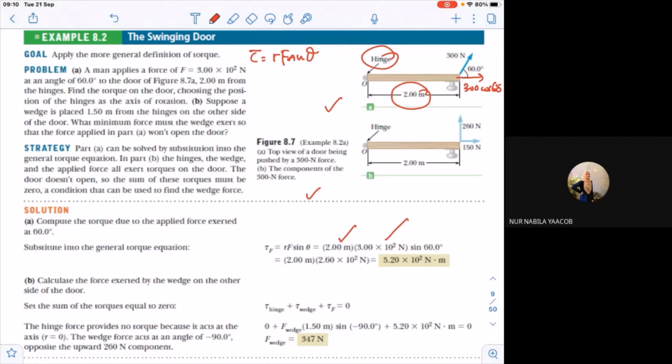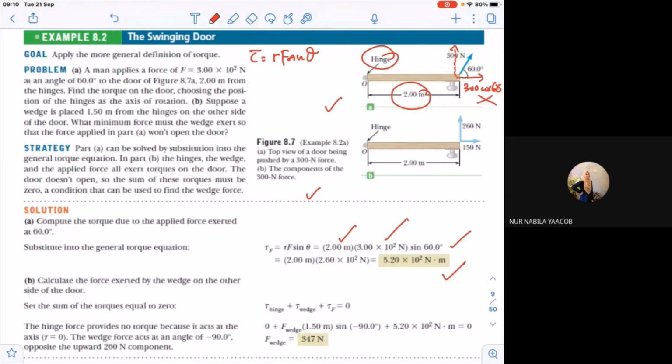And we don't want this one because it is parallel to the lever arm. We want the component perpendicular to the lever arm. So that's why the answer is 300 sine 60 times 2, and we get 520 newton meters. Look at the unit, 520 newton meters.